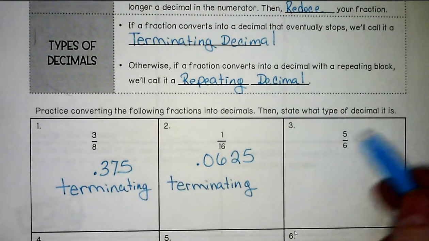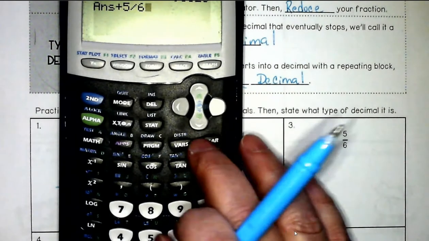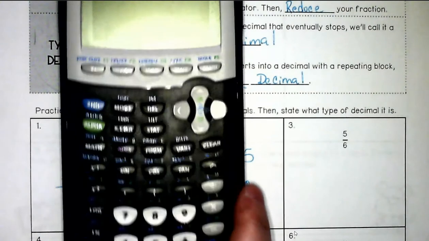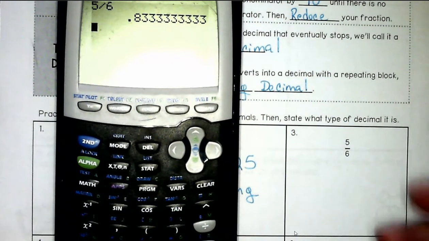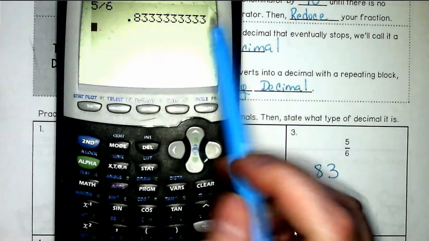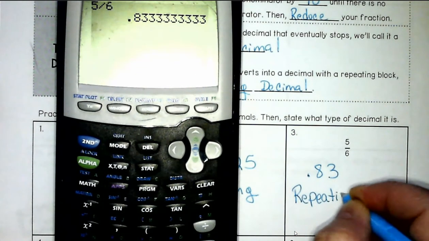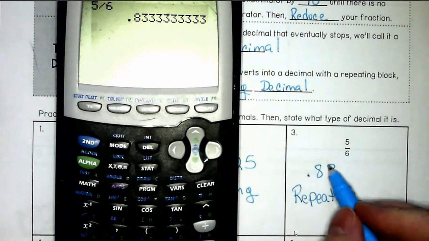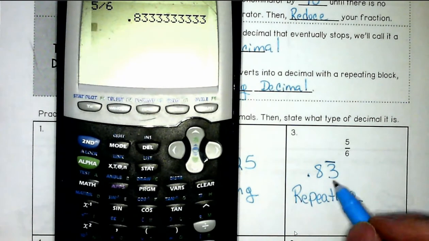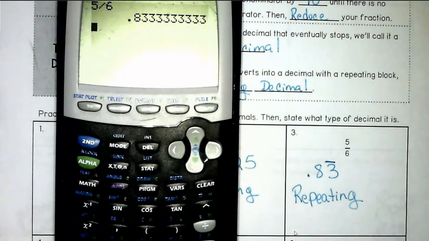All right. Let's talk about 5/6. I'm going to do 5 divided by 6. Oh, clear. 5 divided by 6, enter. And you'll see I got 0.83. And then that 3 keeps going on. That's called a repeating decimal. And we show it with a little bar above it. Now, when you type your answer into your notes next, you don't have to show the repeating bar. Just type 0.833333 and make sure you put repeating underneath it.